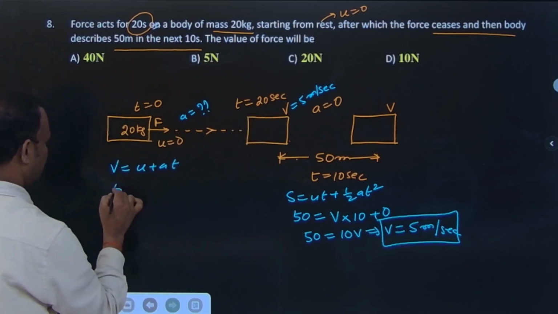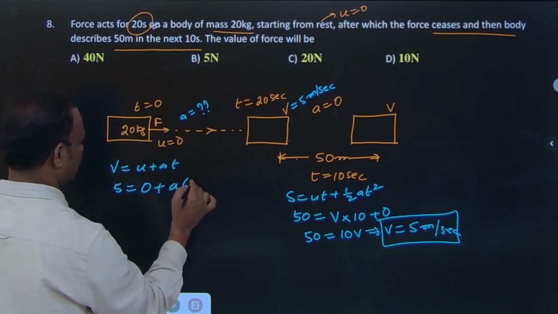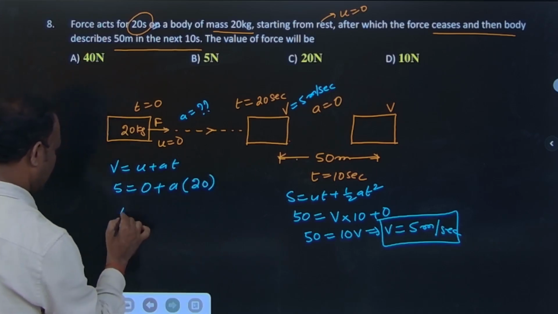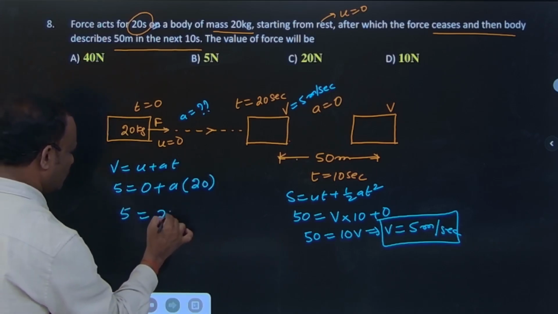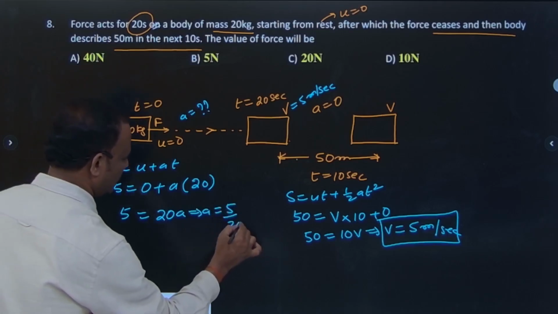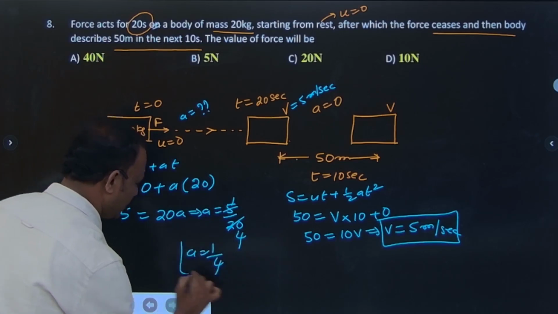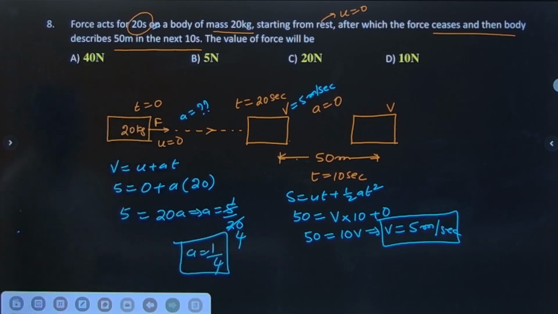So what is v? It's 5. u is 0. a I need to find. And t, how many seconds? 20. Okay. 5 is equal to 20a, then a is equal to 5 by 20. 5 ones are 5, 5 fours are 20. a is equal to 1 by 4 meter per second square.